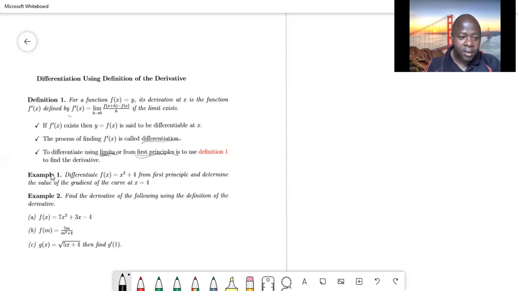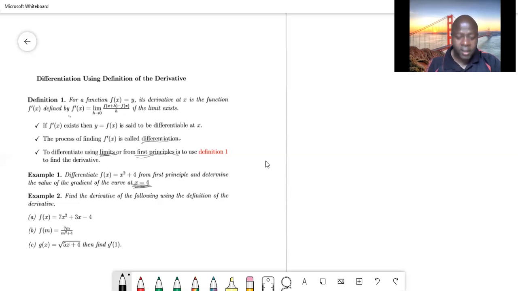Example 1 says: differentiate f of x, which equals x squared plus 4, from first principles. And then after differentiating, determine the value of the gradient of the curve at point x equals 4. So that's what we are supposed to do.